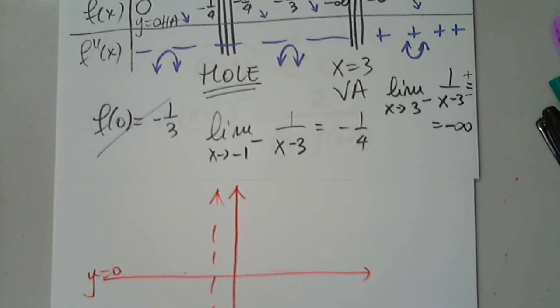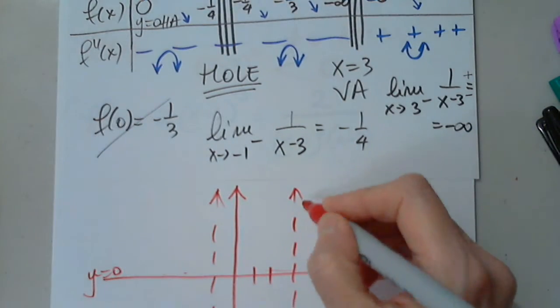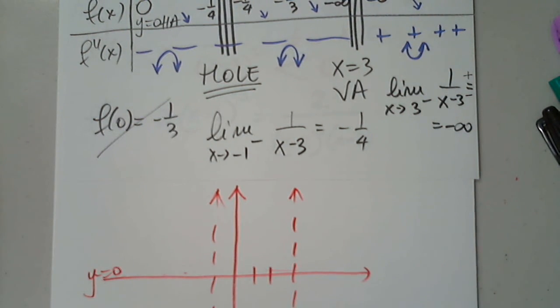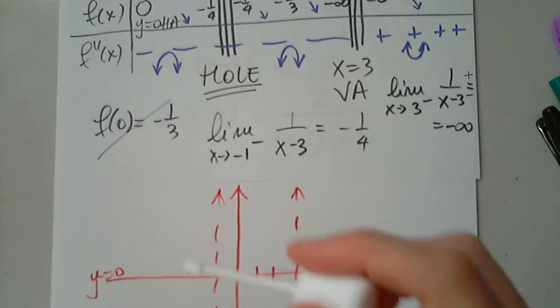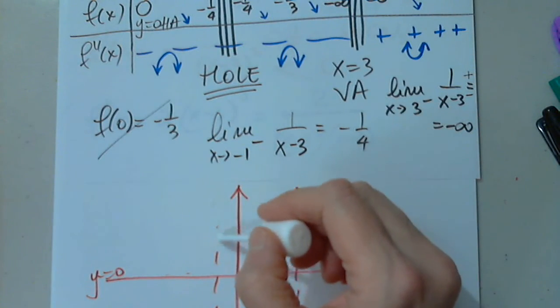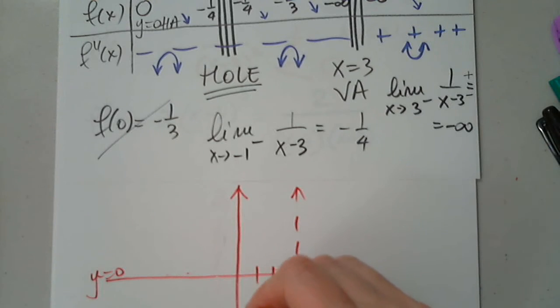Negative 1. Not good. That's not what it says. It says hole. Good. So I have to let it dry for a second.